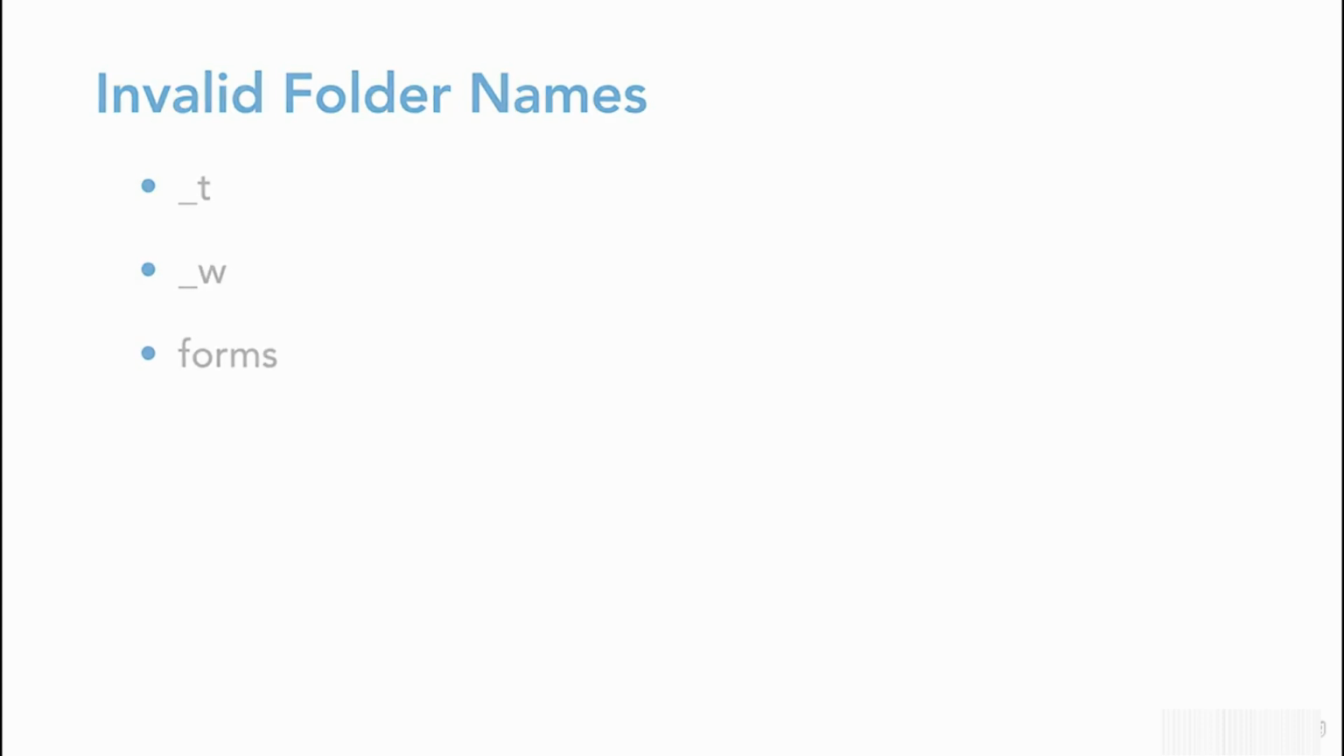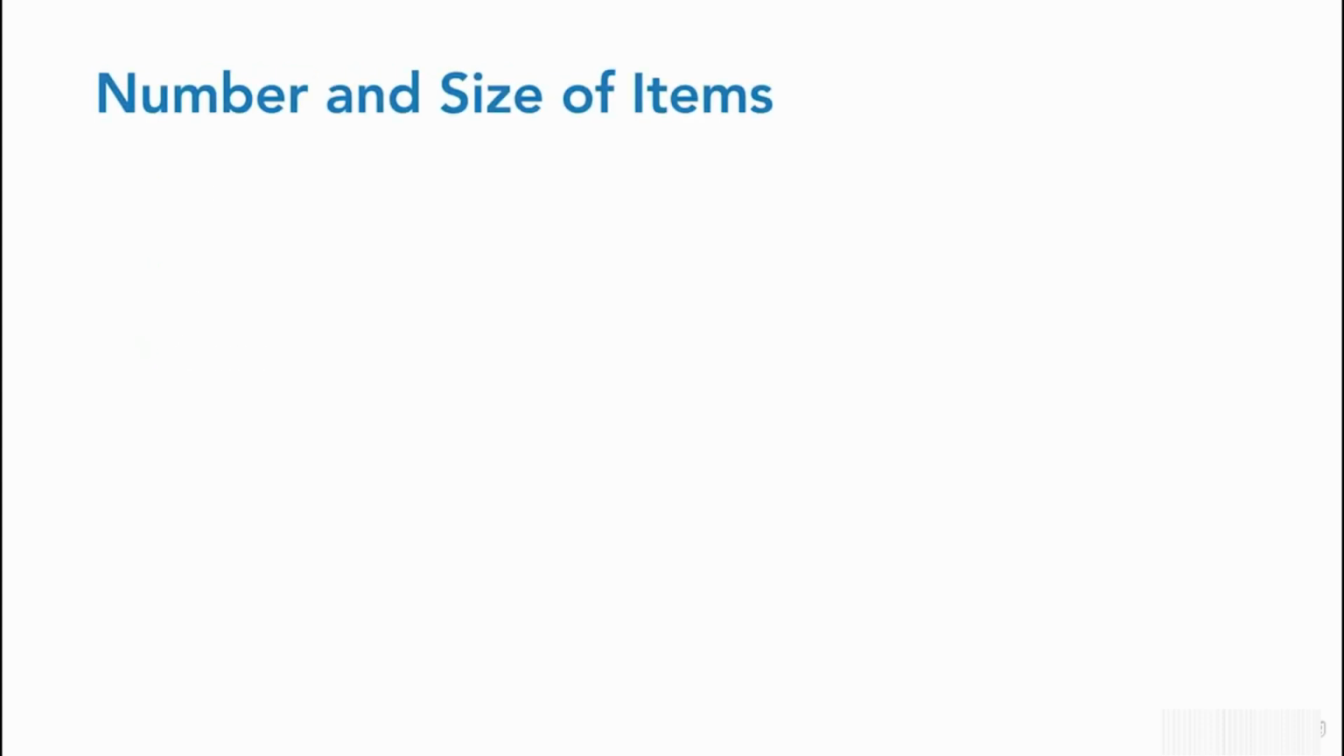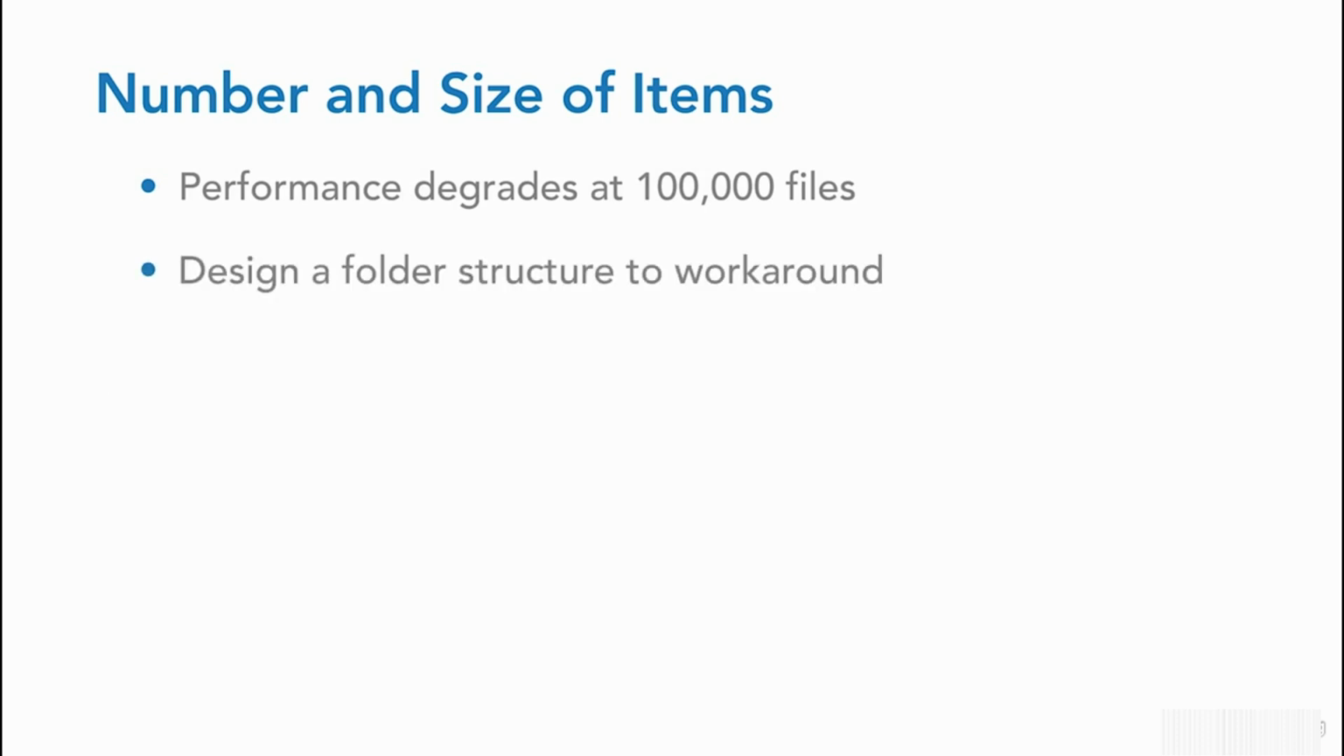As the number of files to be synced reaches 100,000, the performance will degrade if storing all the files in a single OneDrive for Business site or Teams site library. To work around this, design a folder structure to accommodate the 100,000 file limit.